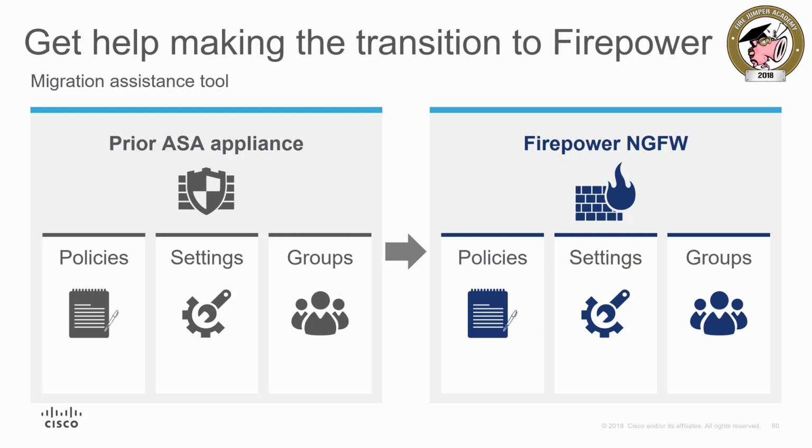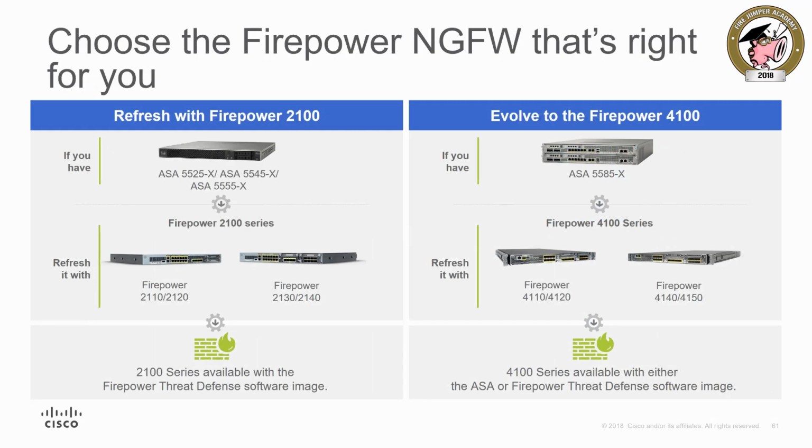And by easing your transition to the latest industry-leading Cisco NGFW feature set, you can benefit sooner from the ability to choose the Firepower NGFW that's right for you. The right Firepower NGFW for you depends on the device and service contract that you currently have. If you have an ASA 5525X, 5545X, or 5555X, you can refresh your appliance with a Firepower 2100 series device. The 2100 series devices are available with the Firepower Threat Defense software image.